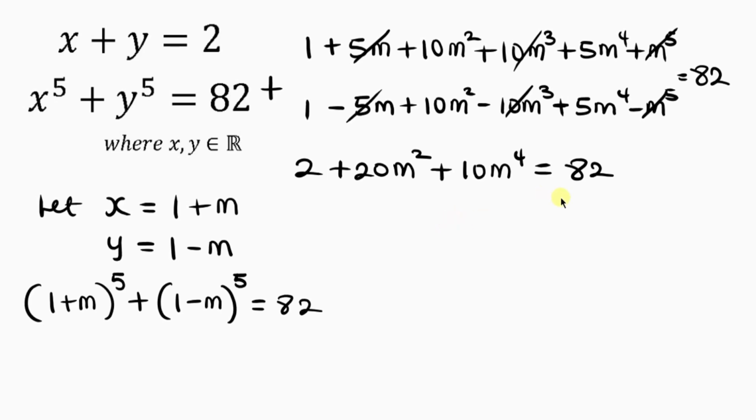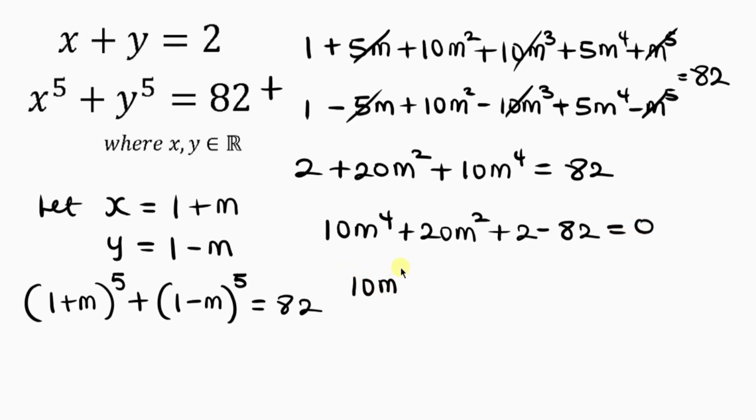Our next step is to take this 82 to the left hand side. So let me arrange this very well, starting with this. So I'm going to be writing 10m to power 4 plus 20m to power 2. I have plus 2 here already. Now when 82 crosses to the left, I'm going to be having negative 82 equal to 0. So this result gives 10m to power 4 plus 20m to power 2 minus 80 equal to 0.